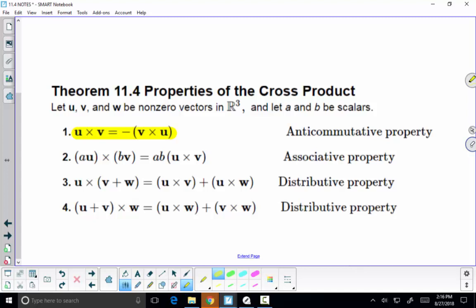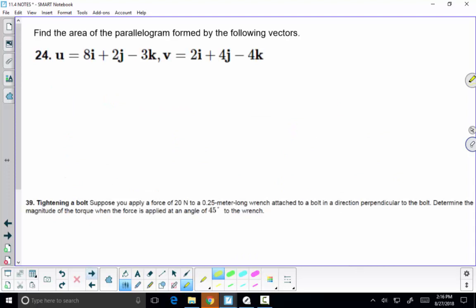I wouldn't write those down. Those are just something you can reference in the book if you need to look them up. That one, though, is the most important one. That's the one we see the most, that they are not commutative. So it's an anti-commutative operation. All right, let's do a couple applications.